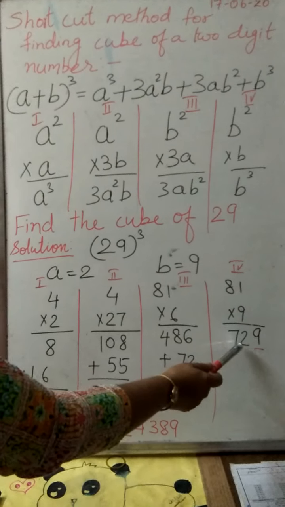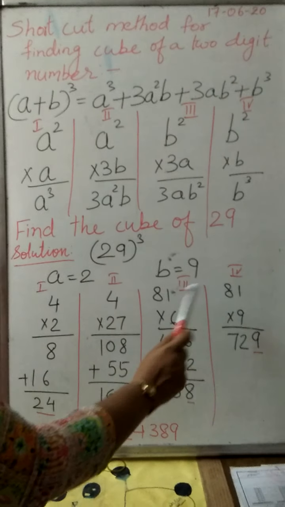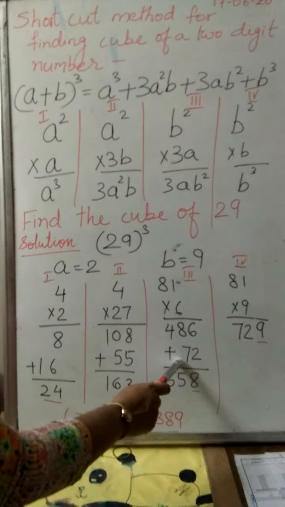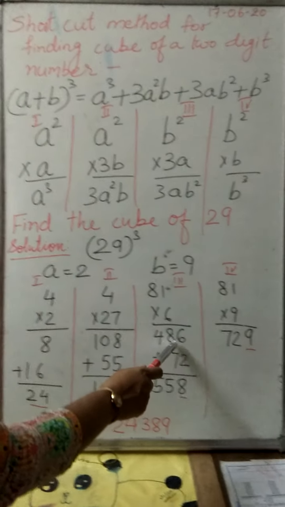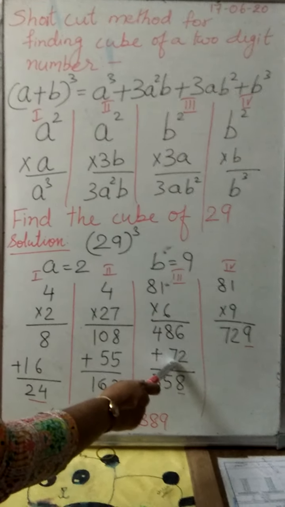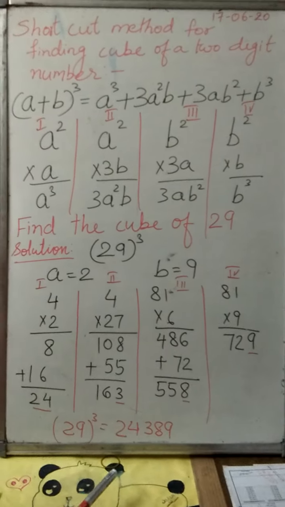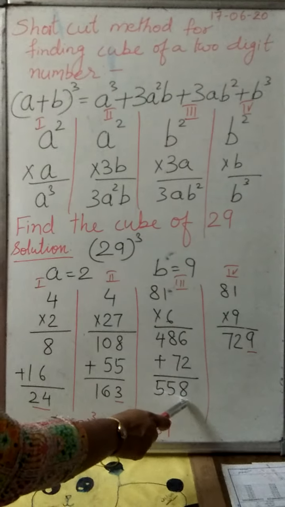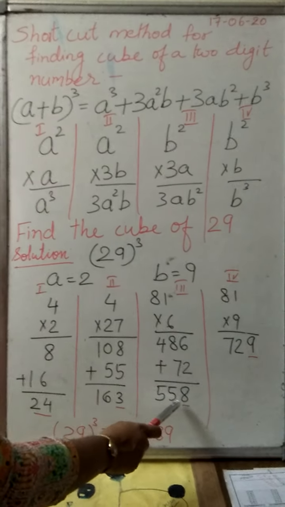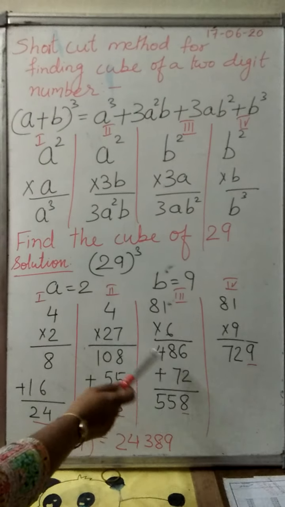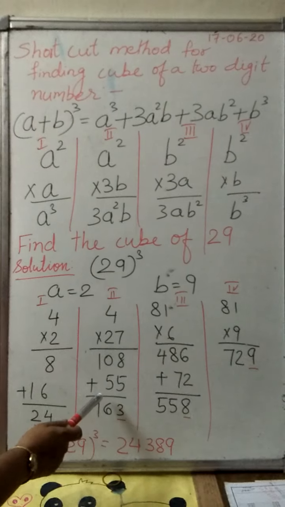After this step, leaving this ones place, you select the other number, that is 72. This 72 you have to add to the third column. You have to jump from fourth to third now. Now add 486 and 72. You will get 558. Again leaving this underlined digit, that is 8, take the other 2 digits. And then you have to come to second column and add it.